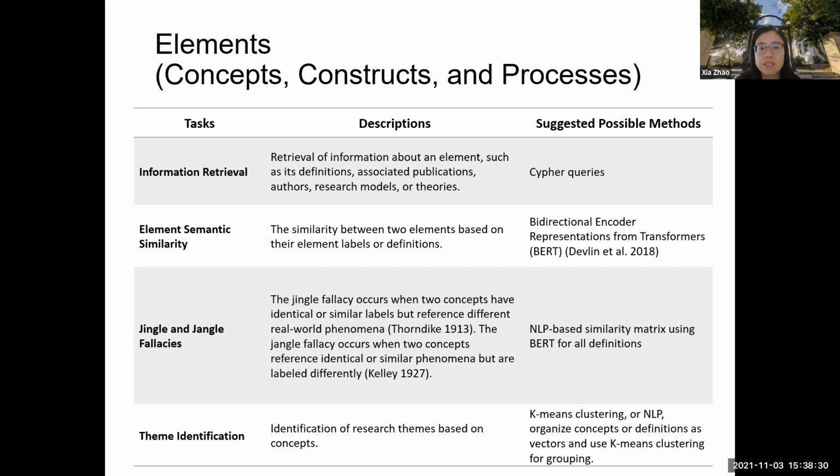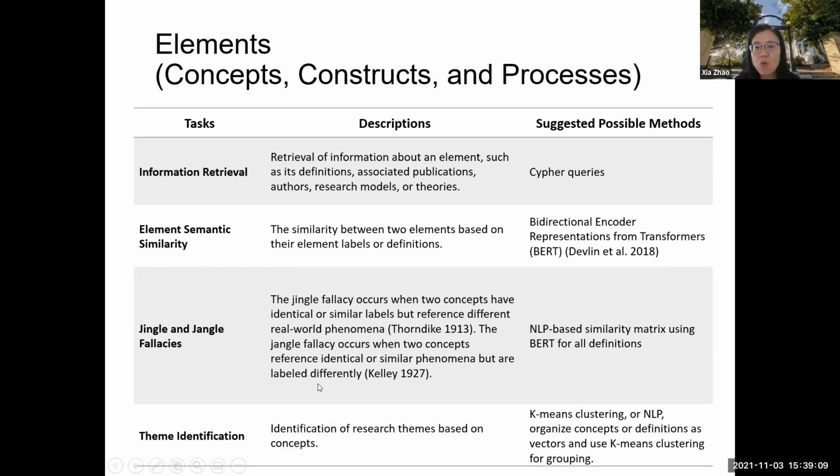What are jingle and jangle fallacies? The jingle fallacy occurs when two concepts have identical or similar labels, but reference different real-world phenomena. The jangle fallacy occurs when two concepts reference identical or similar phenomena, but are labeled differently. So you can see, once we code more publications into the database, the knowledge network grows, and you will find similar concepts. They may represent similar phenomena or different phenomena.